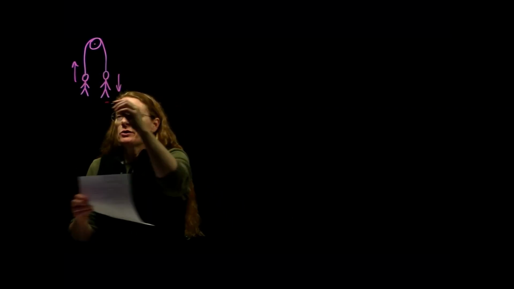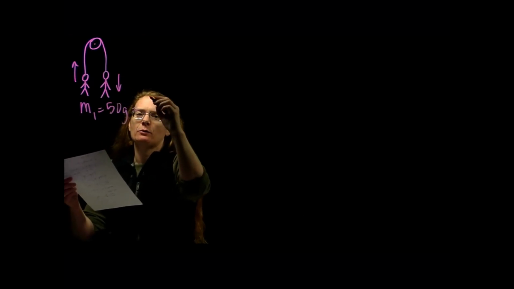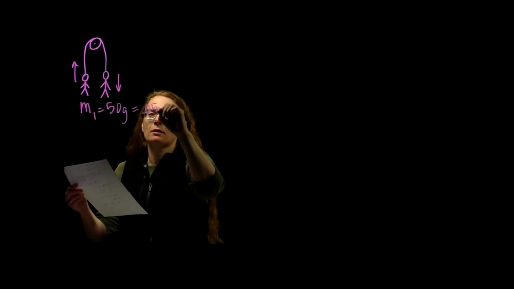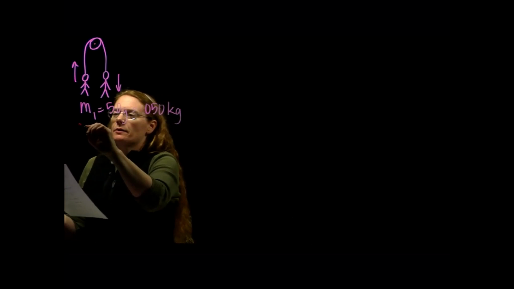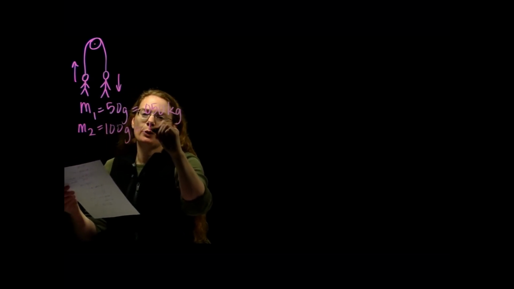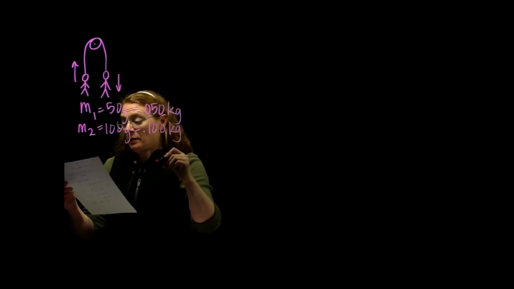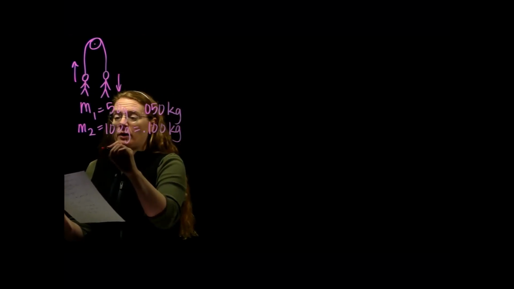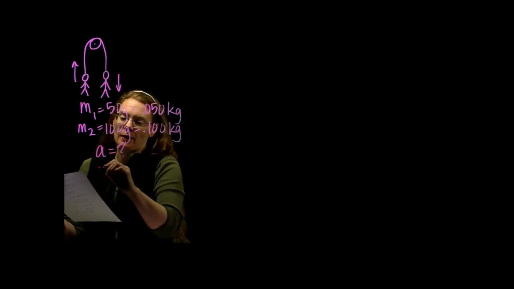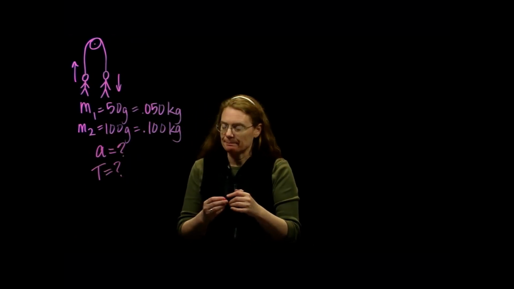The mass of the first one is 50 grams. Let's convert that right away to our standard unit. And then the mass of the second one is 100 grams, 0.1 kilograms. They start at rest and are released. We want to know what is the acceleration and what is the tension in the string. We're not given a lot of information, are we?